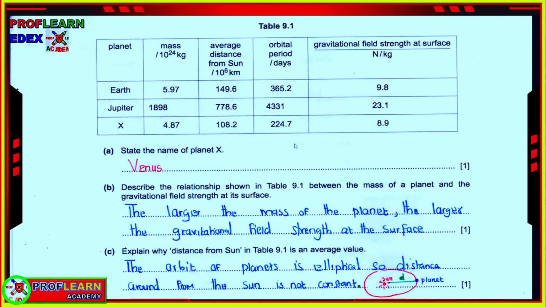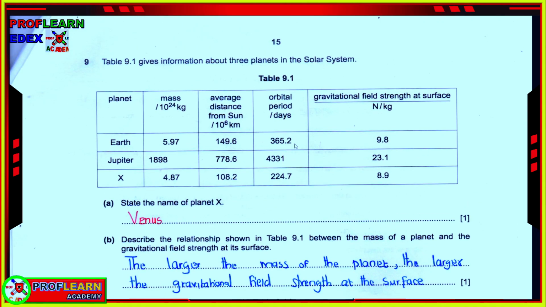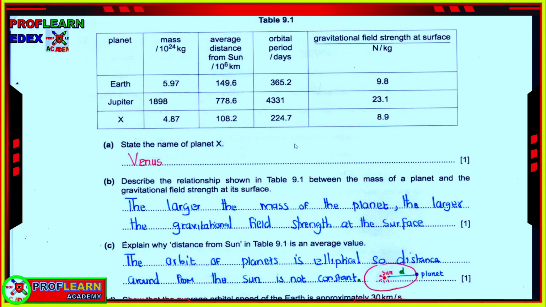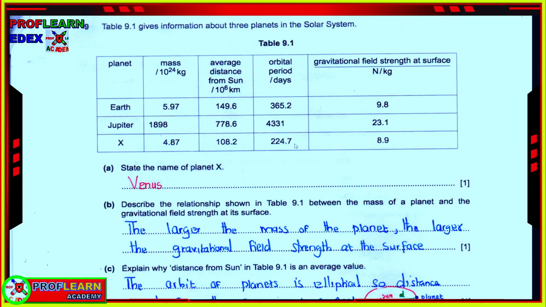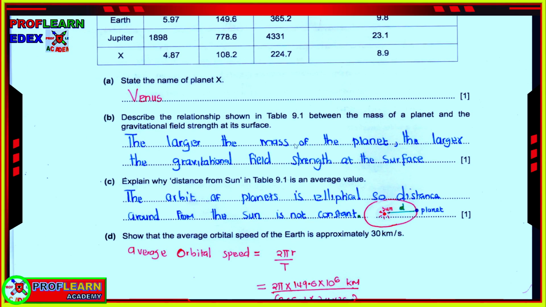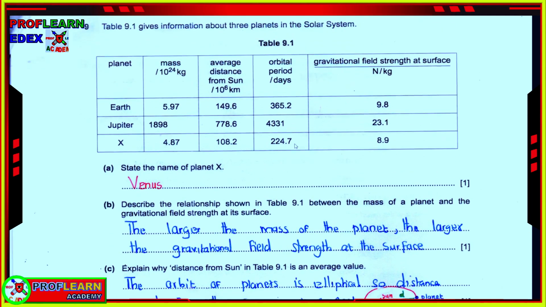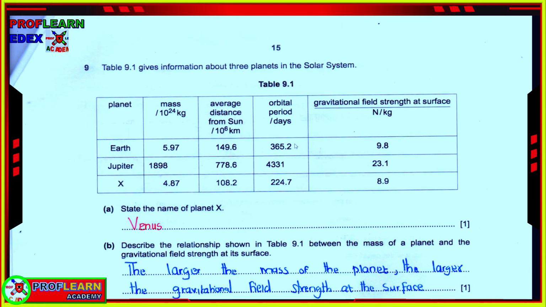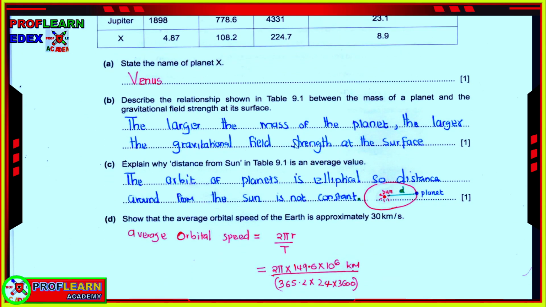In question number 9, as a question from recent years, we are supposed to identify the planets. You need to understand the order of planets, and this X is actually Venus. Describe the relationship that the table shows between the mass of the planet and the gravitational field strength. Remember, the larger the mass, the larger the gravitational field strength, and that is basically what it's showing.